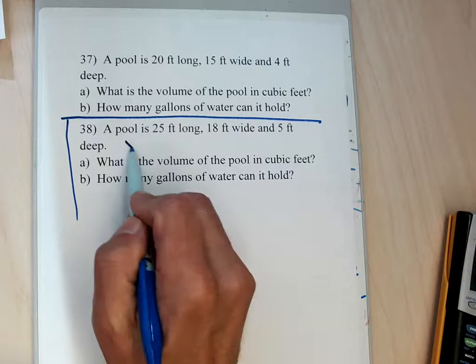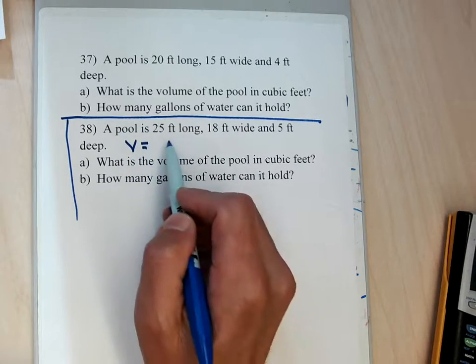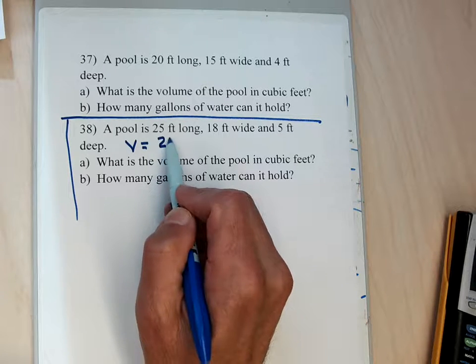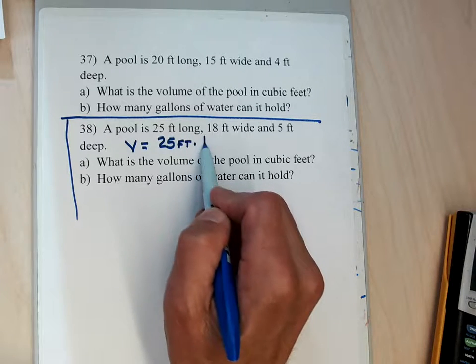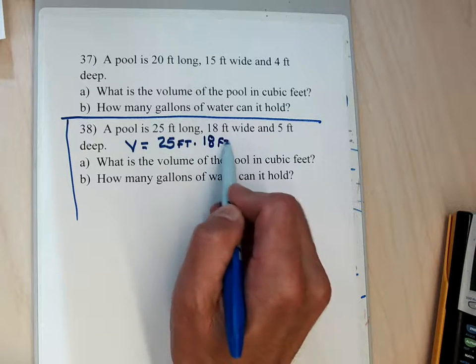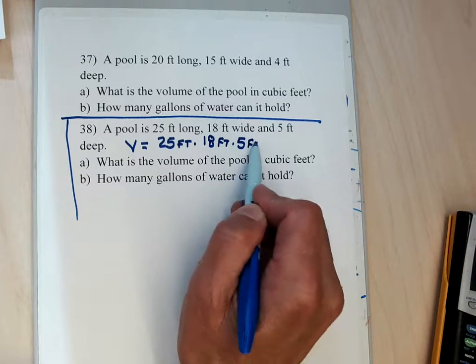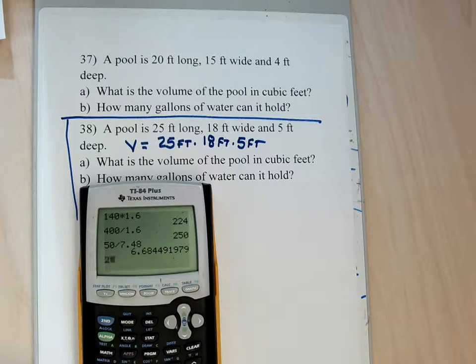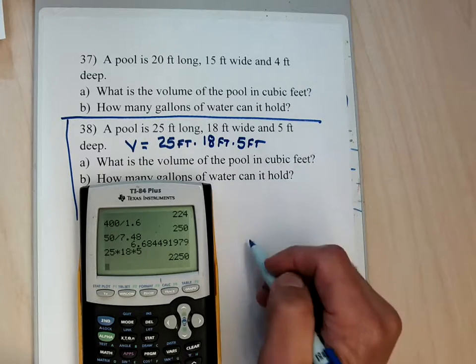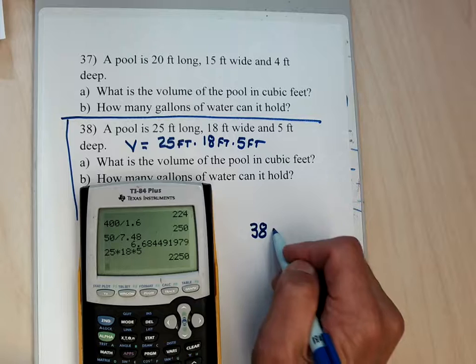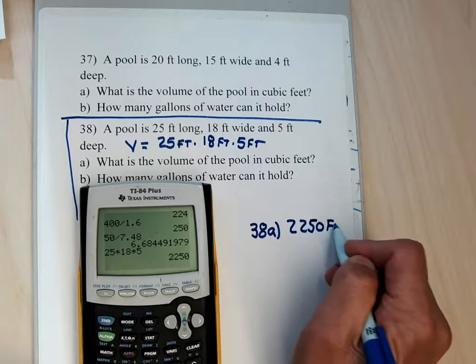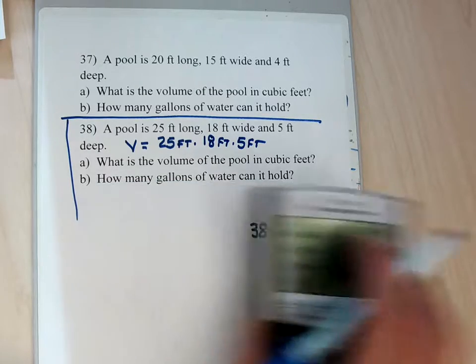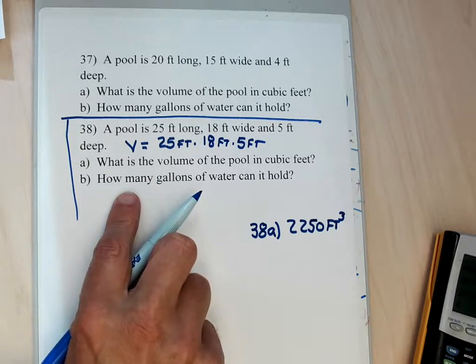To find the volume of a pool that's a rectangular prism, you just multiply the length times the width times the height, or the depth. I'm going to do 25 feet times 18 feet times 5 feet. I'm not going to attempt to draw this pool. And the volume is going to be 25 times 18 times 5. The answer to part A for number 38, the volume of my pool is 2,250 cubic feet.